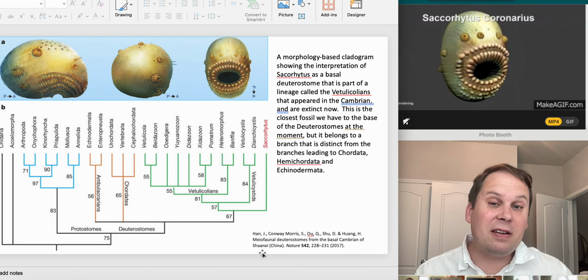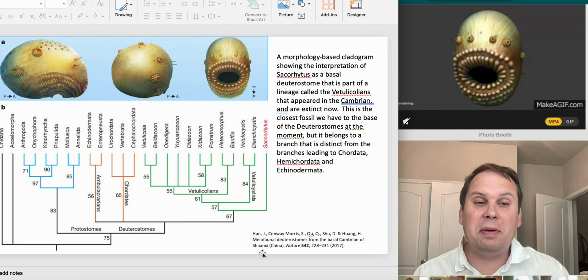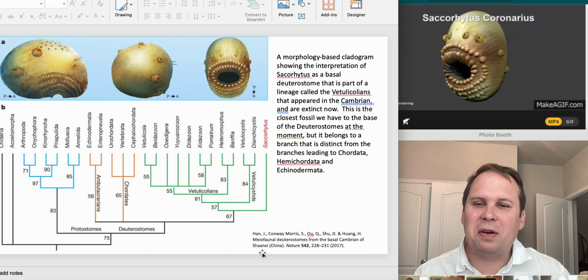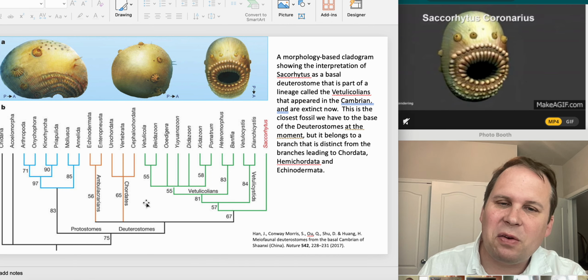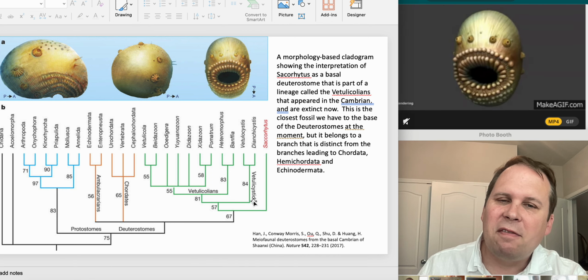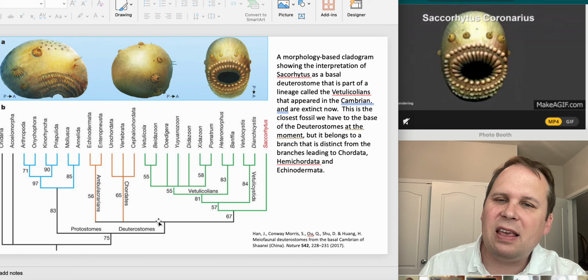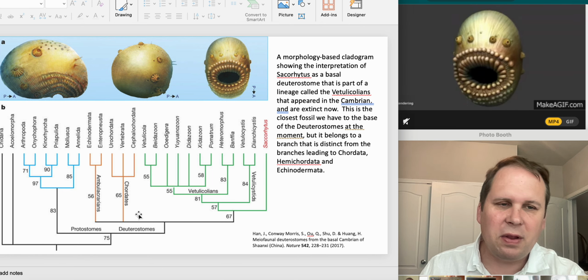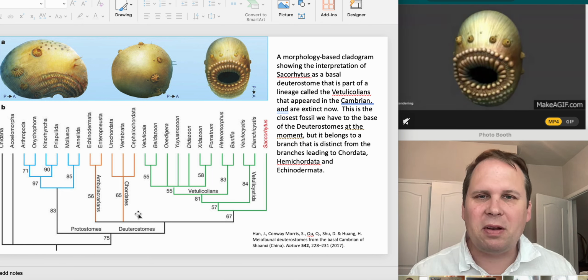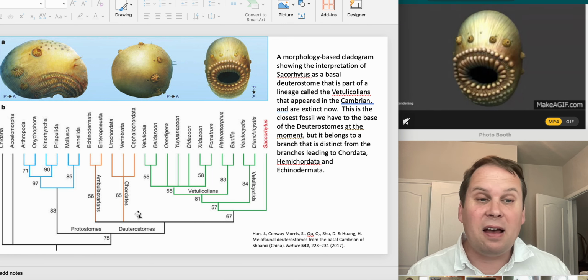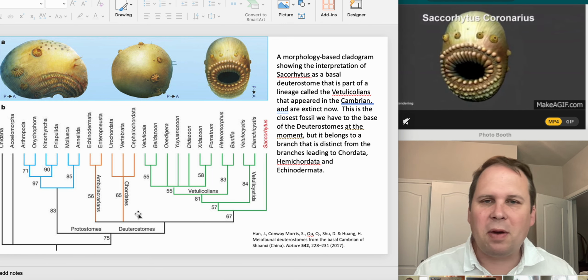They were originally interpreted as being on the way to becoming chordates. So right beside chordates, you have vetulicolians and vetulicystids. And here's our vetulicolia. We have some fossils of these. We'll be able to look at those. These are the subject of some argument.